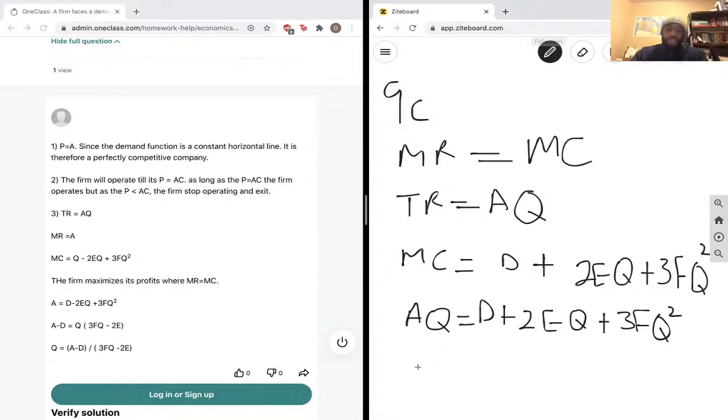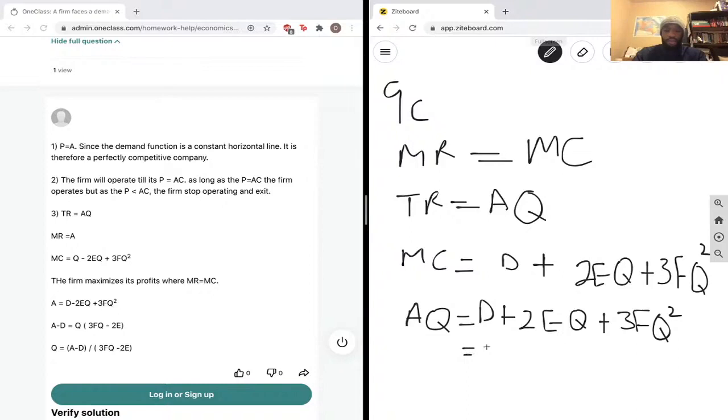Do I agree with that? I don't think so. Why would I not agree with that? So let's bring all the Q's to one side. It's a little confusing.